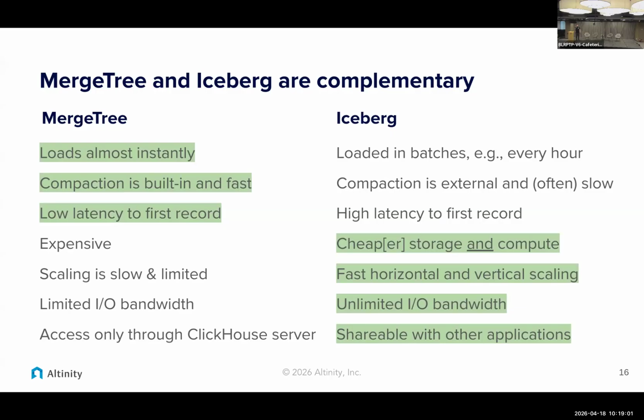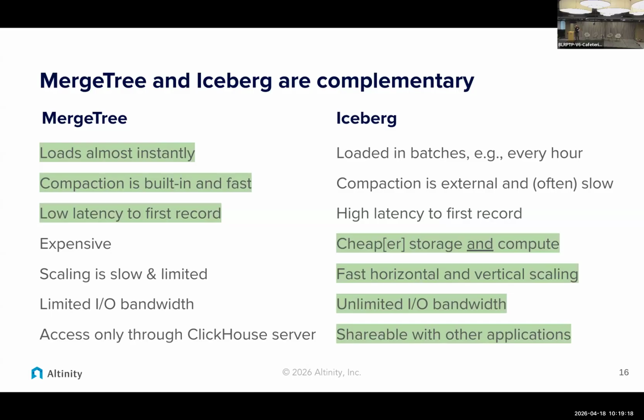So the use cases, it turns out, are pretty complementary, right? Merge tree is fast, it loads almost instantly. You can do background compaction, which organizes your data so that it's faster to read and write and so that it fits more compactly on storage. And you have very, very low latency to get to that first byte.